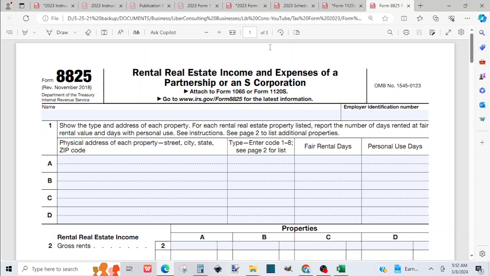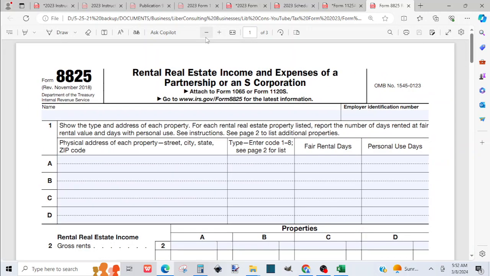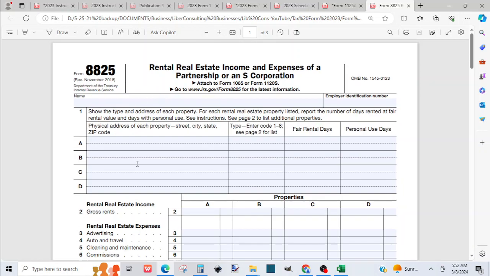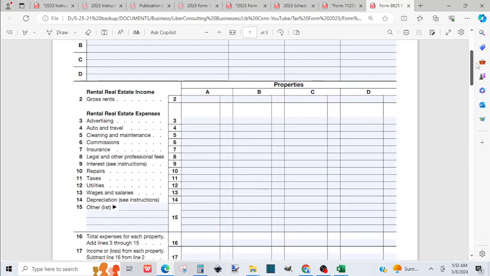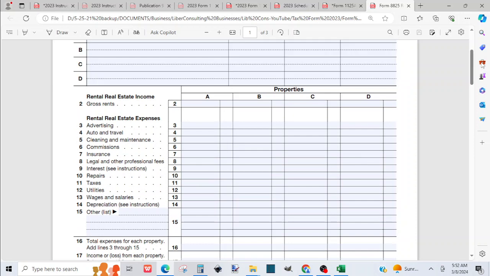Okay, so you'll be able to put your property information, the revenue by property. So it's good to track those by property.